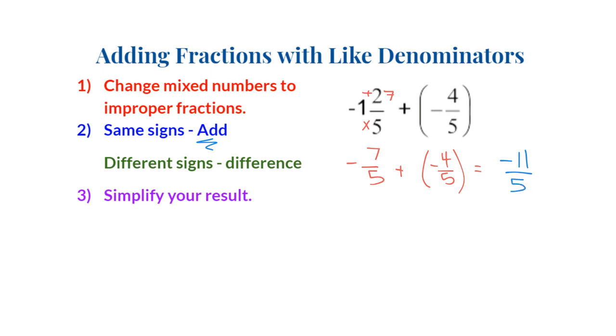The last thing I have is simplifying my result. Negative 11 over 5 is an improper fraction, so I'm going to change that back to a mixed number by doing 11 divided by 5. 5 will go into 11 twice. 2 times 5 is 10, and 1 left over. So my mixed number will be 2 as the whole number, and my leftover amount was 1, or my remainder, and 5 is still staying the same. Keeping in mind, my answer still needs to keep that negative because I had same signs, so I'm adding and keeping the same sign. So my answer here is negative 2 1/5.